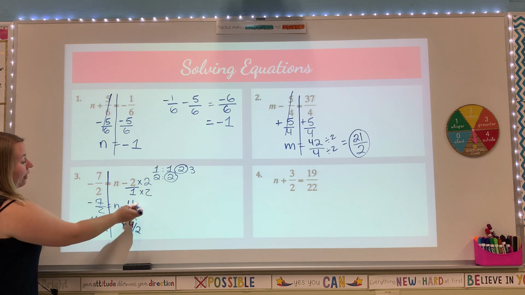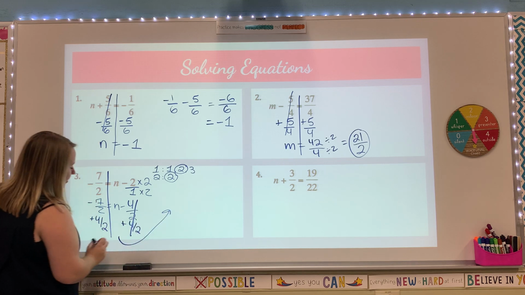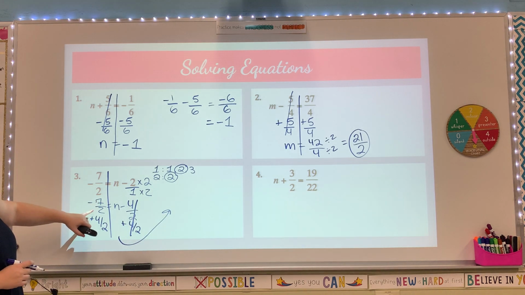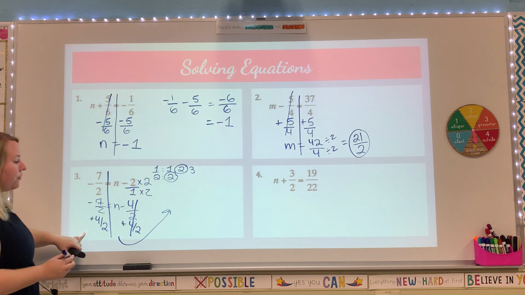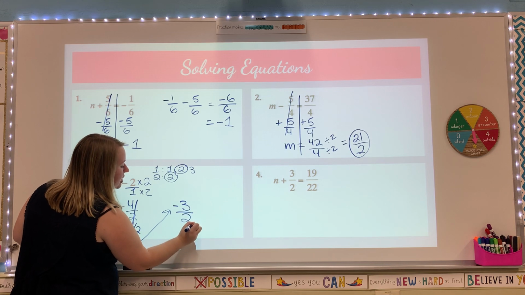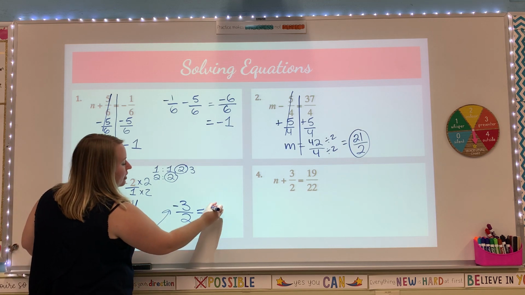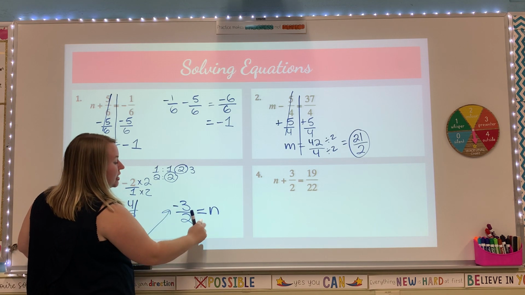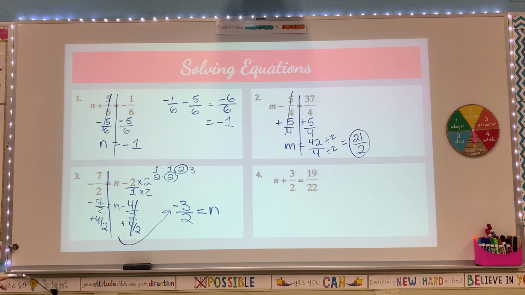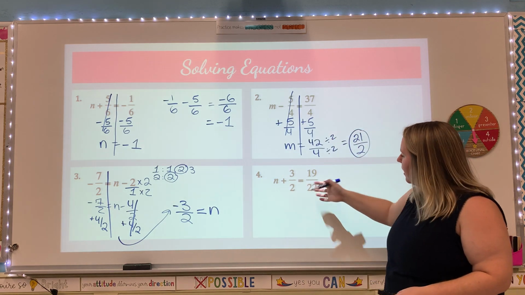Okay, the right side is gonna cancel. I'm going to carry my work on over here. I have -7/2 plus 4/2. So -7 plus 4 is going to give me -3. Denominator stays the same. And what's left on the right hand side is n. So -3/2 is equal to n. That is our answer. For the last one here, again, they have different denominators.